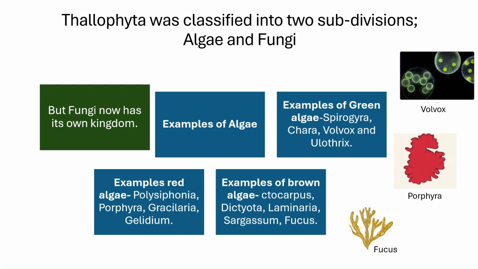Thallophyta was classified into two subdivisions earlier, that is algae and fungi. But fungi now has its own kingdom. Let us look at examples of algae. So they have green algae, red algae, and brown algae. Examples of green algae are Spirogyra, Chara, Volvox, and Ulothrix. Examples of red algae are Polysiphonia, Porphyra, Gracilaria, and Gelidium. Examples of brown algae are Ectocarpus, Dictyota, Laminaria, Sargassum, and Fucus.